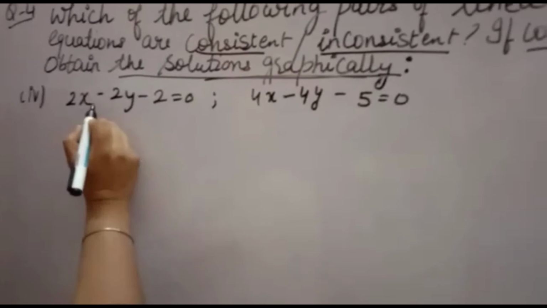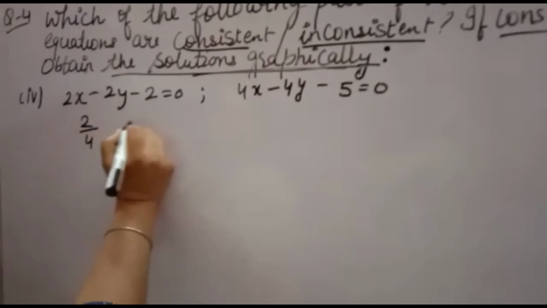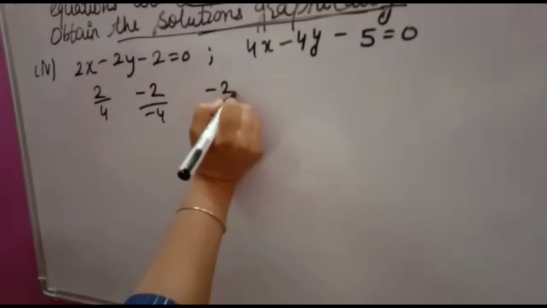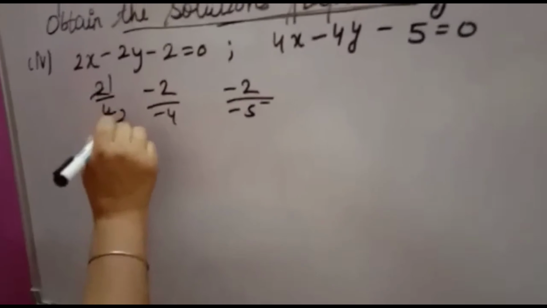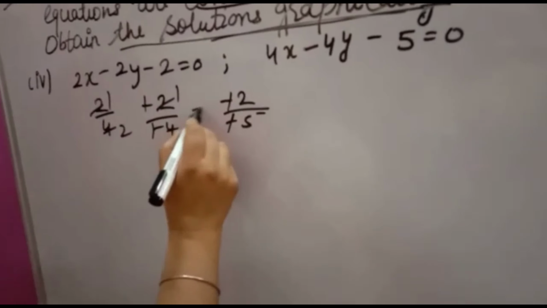See the fourth part, 2x minus 2y minus 2 equal to 0 and 4x minus 4y minus 5 equal to 0. Again you will compare the ratios. This is 1 by 2, this is also 1 by 2, but this is 2 by 5. So this is not equal, but these two are equal. So a1 over a2 equal to b1 over b2 not equal to c1 over c2 means the lines are parallel. So the answer will be inconsistent. Now since it is inconsistent, there is no need to solve further.